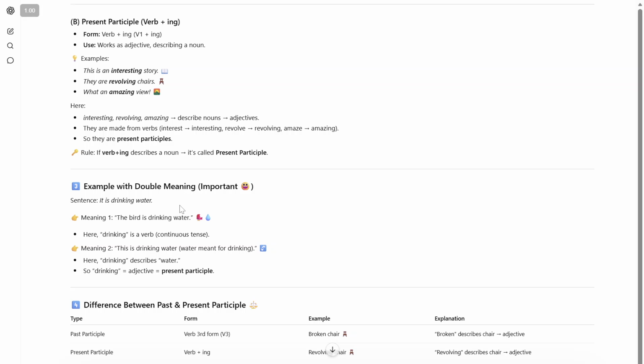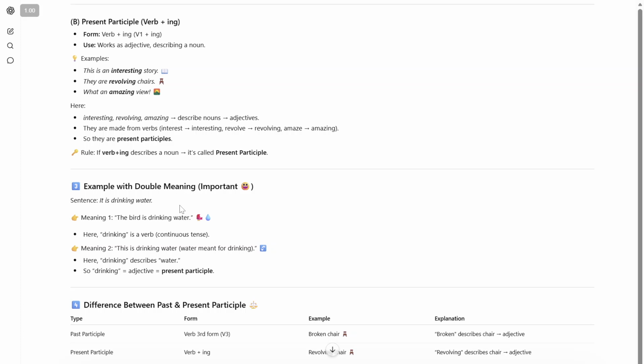Examples: this is an interesting story. They are revolving chairs. What an amazing view. Here, interesting, revolving, and amazing describe nouns, so they are adjectives. They are made from verbs: interest, interesting; revolve, revolving; amaze, amazing. So they are present participles. Rule: if verb plus ing describes a noun, it's called a present participle.